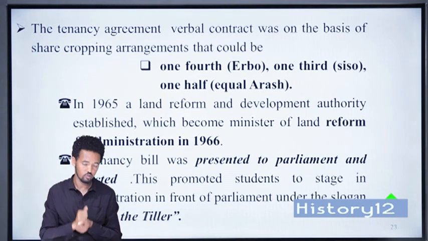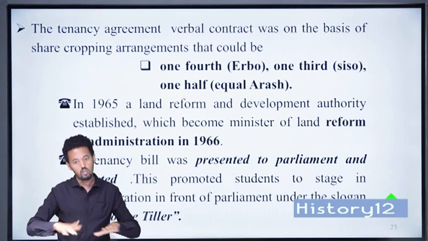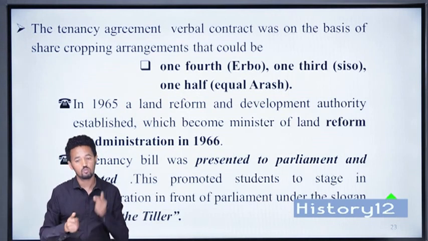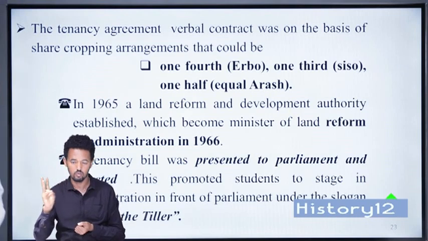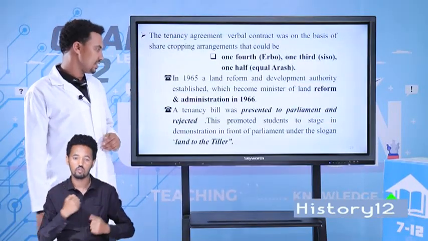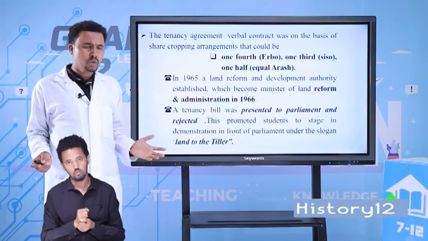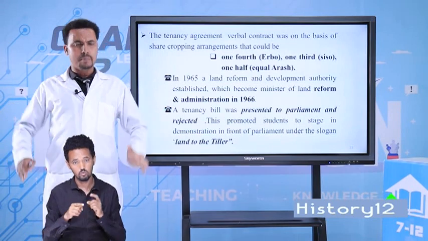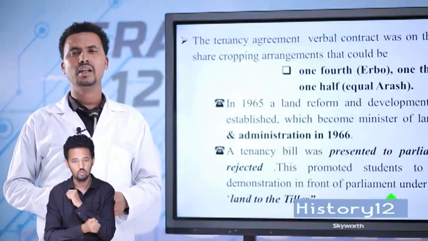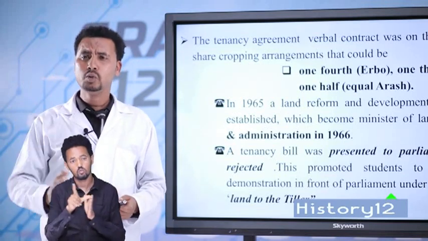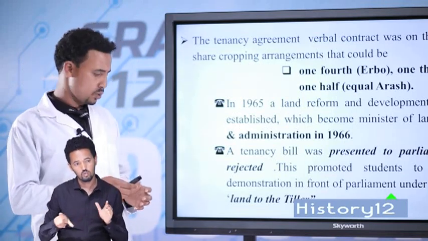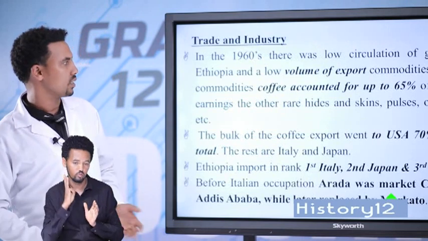In 1965, a Land Reform and Development Authority was established, which became the Ministry of Land Reform and Administration in 1966. The tenancy bill was presented to the parliament and rejected. This led to opposition from students. The basic question of the student: land to the tiller. That was the slogan of the student. Land to the tiller was the slogan of the student.